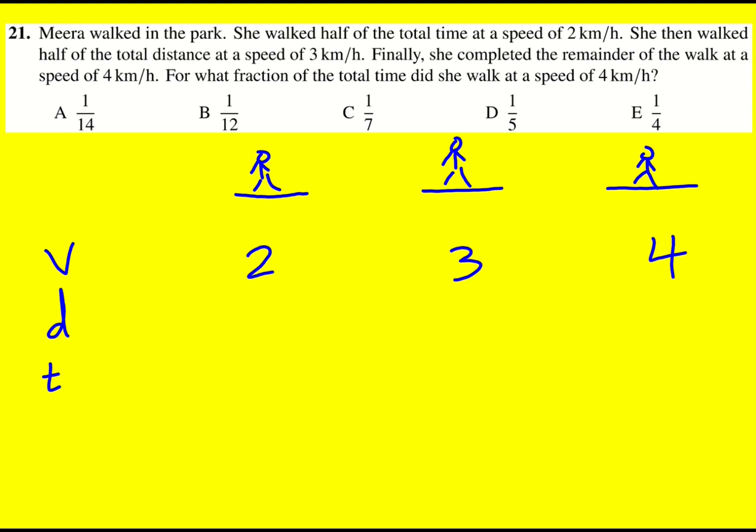And then I'm going to say that this time, half of the time, I'm just going to call it capital T. And then the time that we're interested in for the 4 kilometers per hour, I'm going to call that x. And we can immediately, instead of finding them separately and then adding them up to some overall time, we can just say that this one here must be T minus x. Remember, T is half the time. So we can then use that to write down the distances all in terms of the times. 2T, 3T minus x, and 4x.